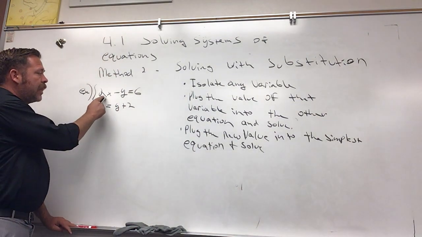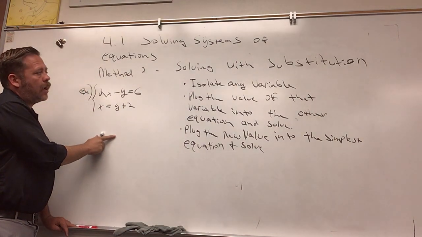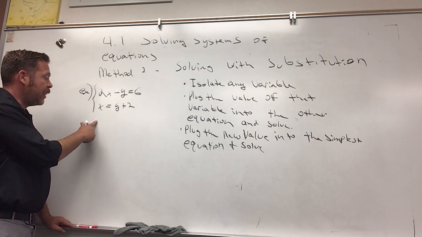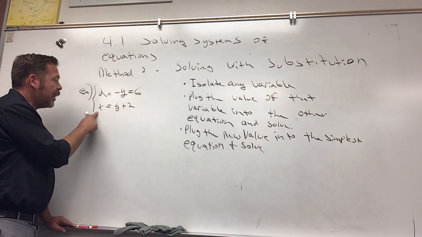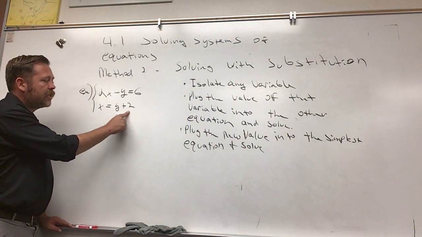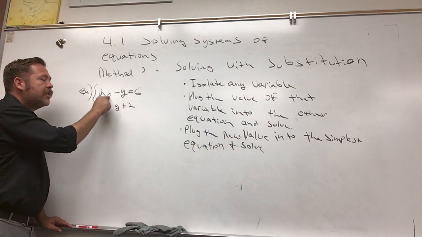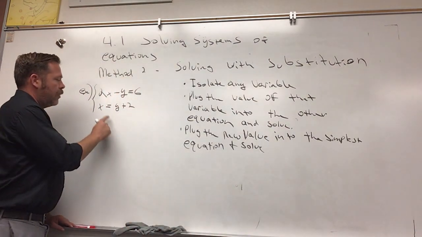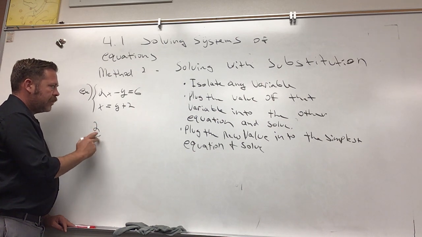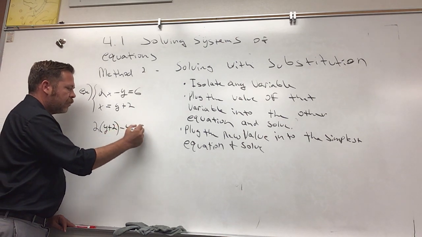Here's my system. I have 2x minus y equals 6, x equals y plus 2. One thing that's good about this particular system is you always want to choose the easiest variable to isolate. Well, if you look at this, x is already isolated. So since x is equal to y plus 2, I can plug this value into this other equation, which is the second step, right? x is equal to y plus 2. I'm going to replace this x with y plus 2. So I have 2 times y plus 2, minus y equals 6.